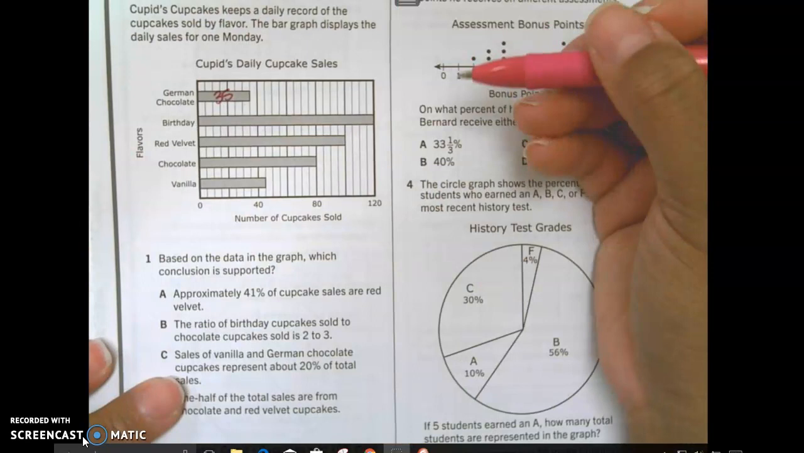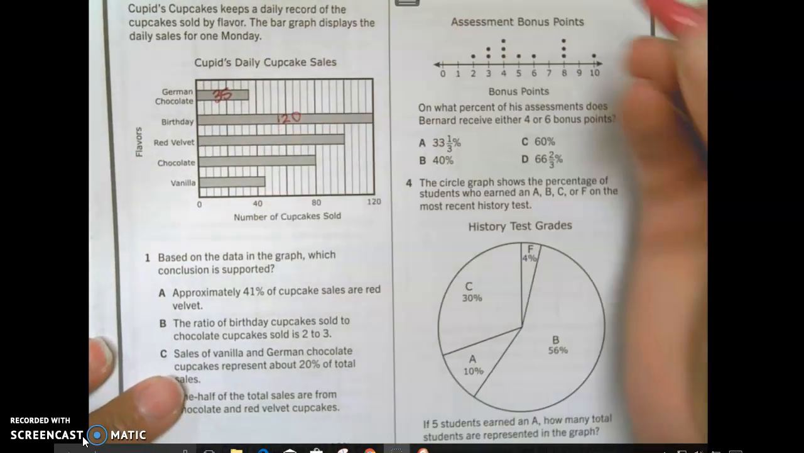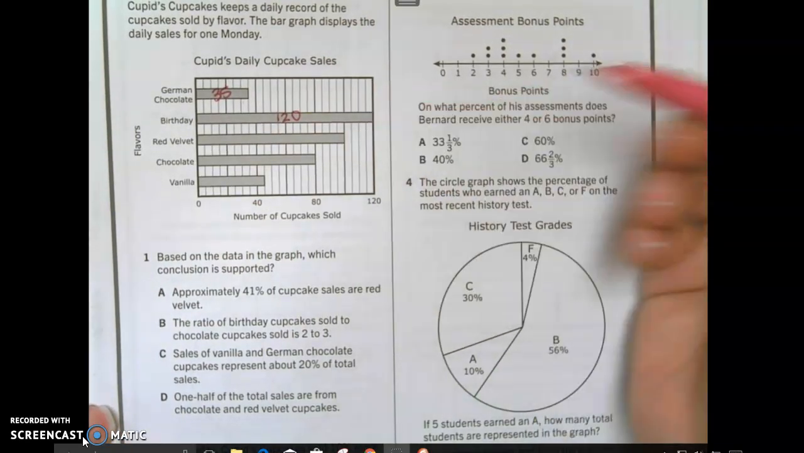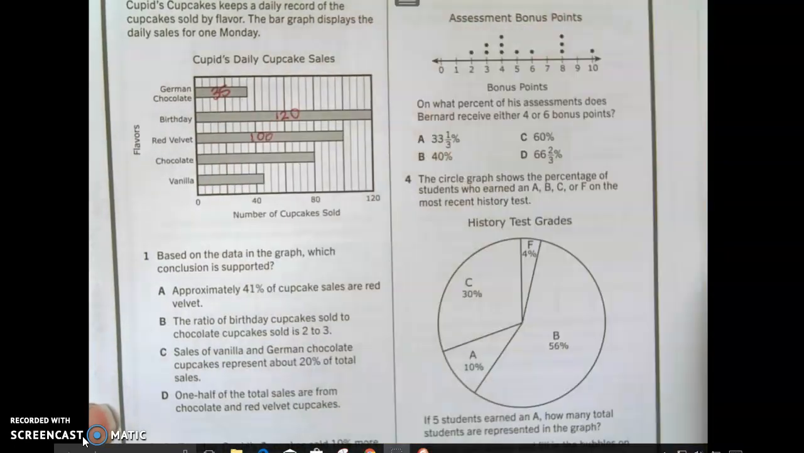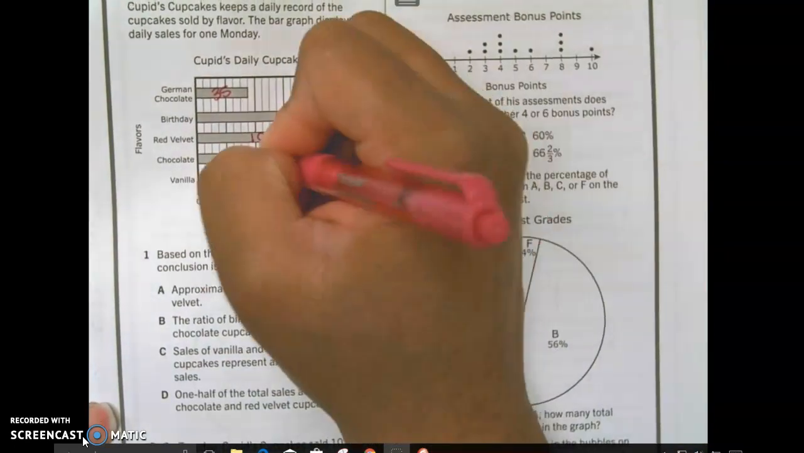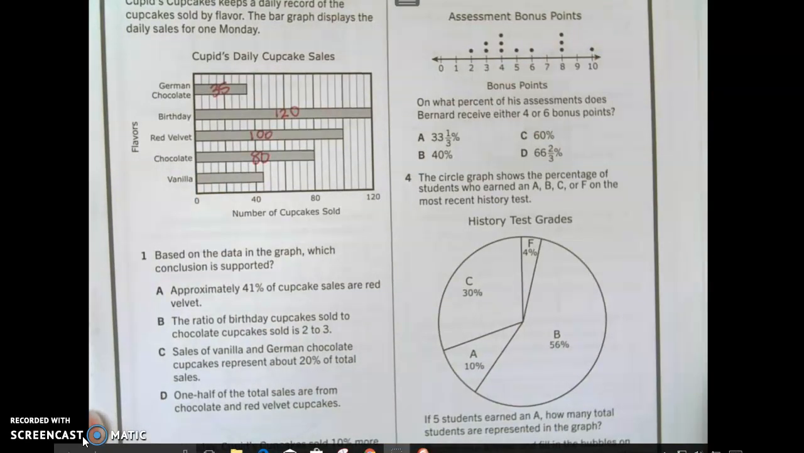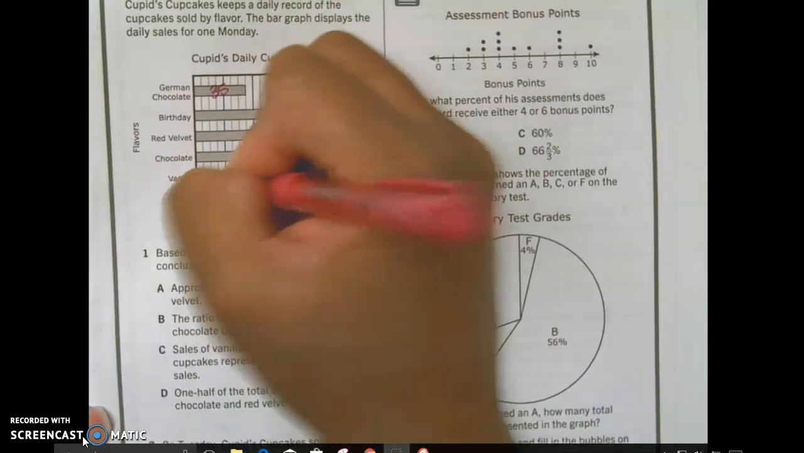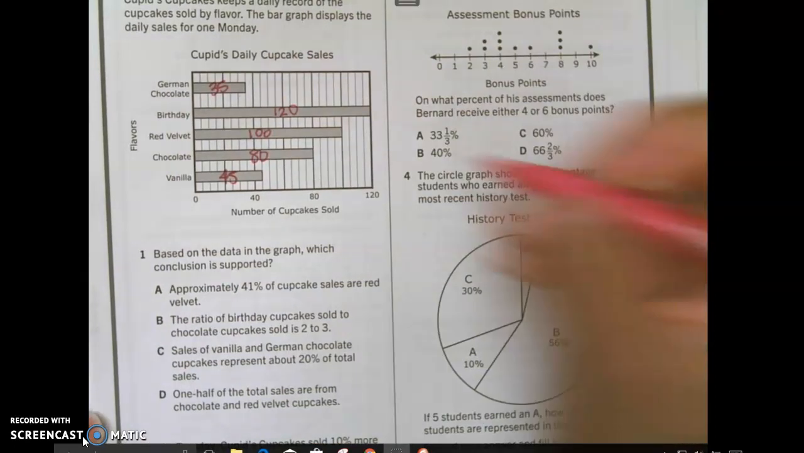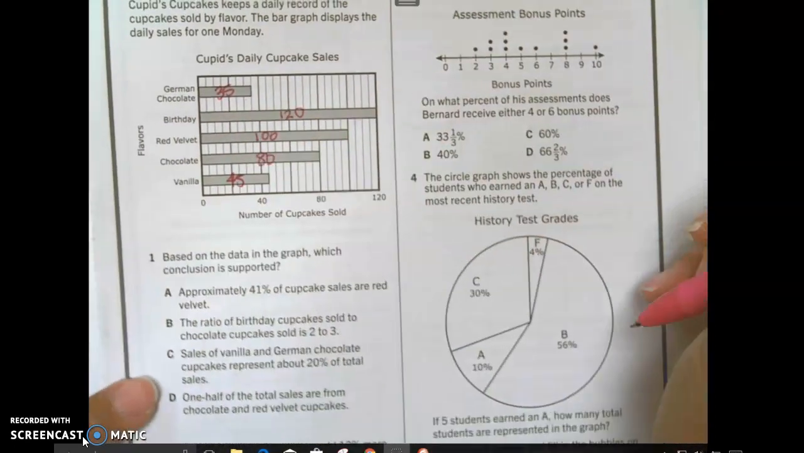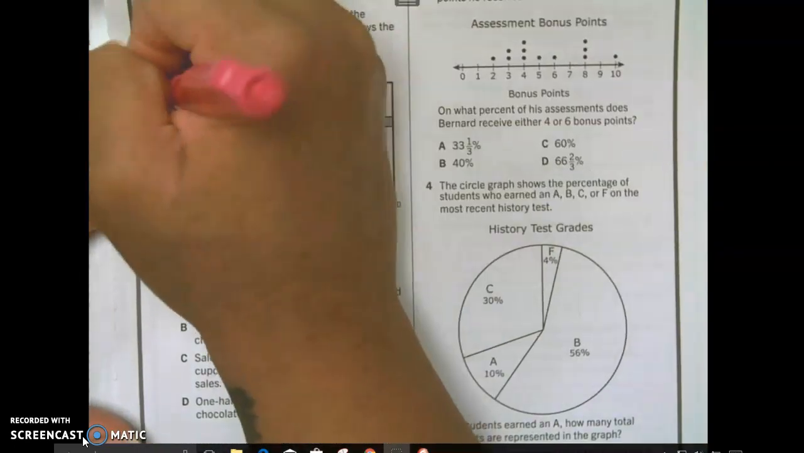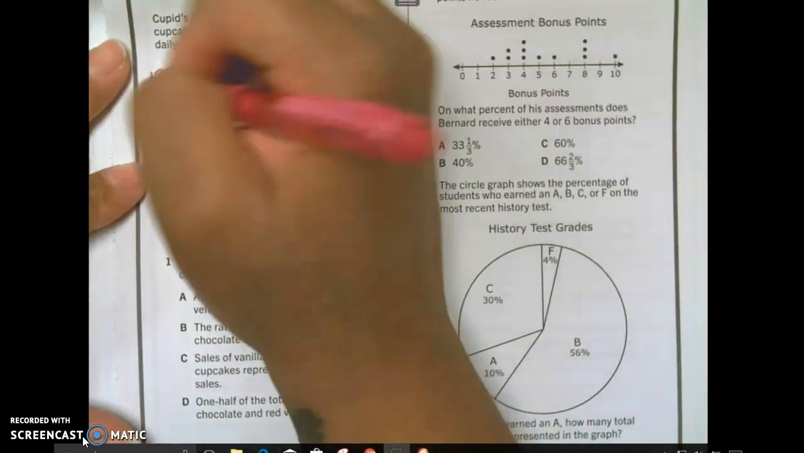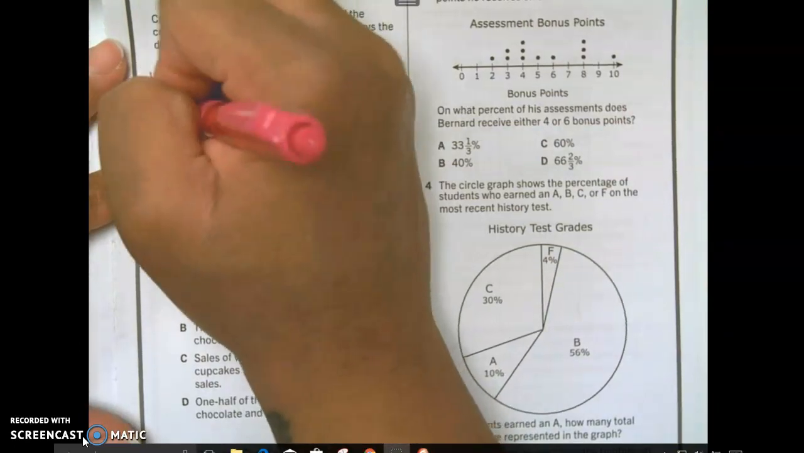How many birthday cupcakes did they sell? How many red velvet cakes did they sell? Chocolate and vanilla. And what do I need to do with all of these numbers? I always need my total. So 120 plus 100 plus 80 plus 35 plus 45.